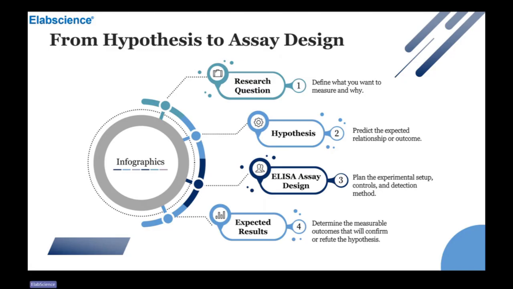Every ELISA experiment begins with a hypothesis. Start by clearly defining what you want to measure and why. Then translate that into an assay design that can actually test your hypothesis. A well-planned design considers a sample type, controls, detection method, etc. This ensures that the data generated directly gives the answer to the research question and reduces any wasted efforts or ambiguous results.